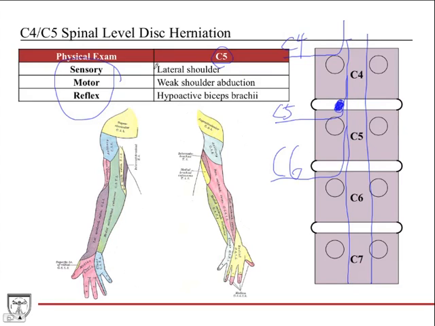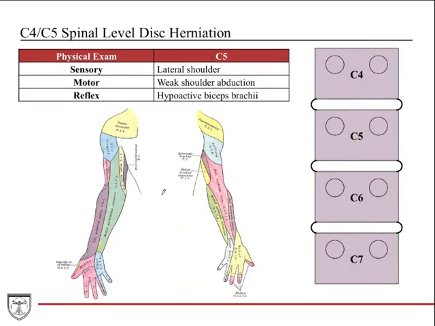And then it's going to lead to weak shoulder abduction on the motor side. It's going to have weakness over here on the lateral shoulder. And then the reflex: the biceps reflex will be diminished or hypoactive. Okay? So those are the 3 markers of C5.